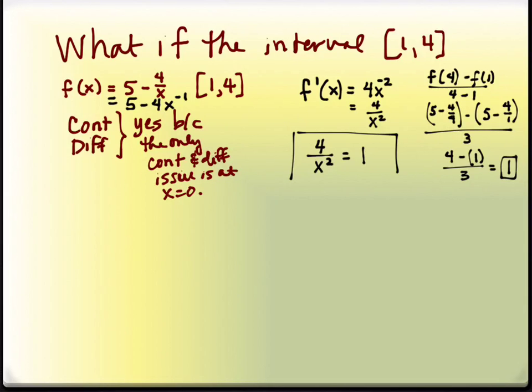How would I calculate this? What would you do? Yeah, I'd multiply by x squared. That would be my step. So this is 4 equals x squared. And this is actually technically x equals plus or minus 2. But our c value, if we want to call it c, is only the 2 because that's the only one that's between 1 and 4.